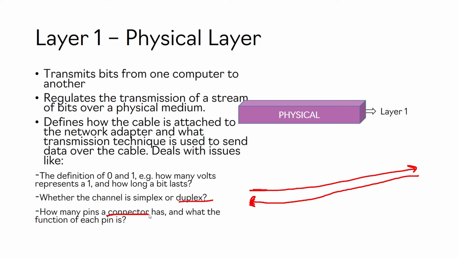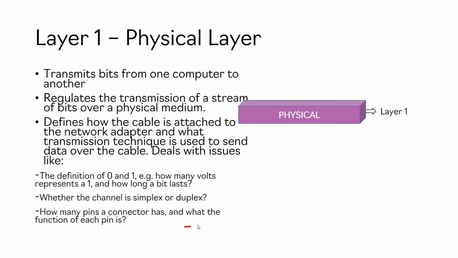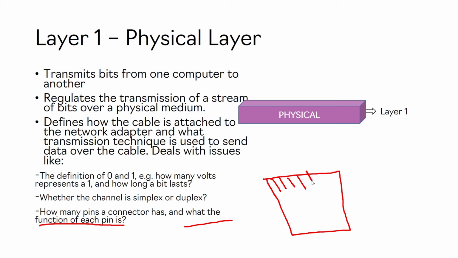Are they RJ45 connectors, just like the one you find on your network cables, or are they going to be using fiber optic cables? And what kind of pins, and what is going to happen on each pin? If you look at a network cable, for example, you have 4 pairs of wires there. And what is going to be the function of each of these wires?